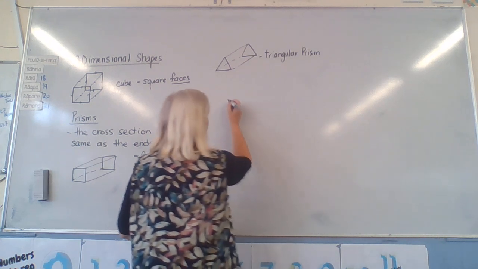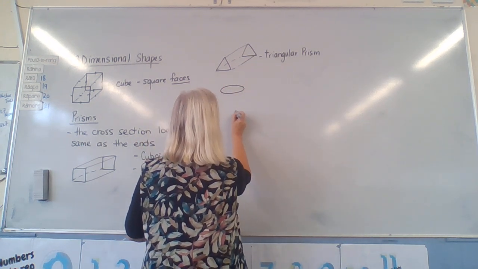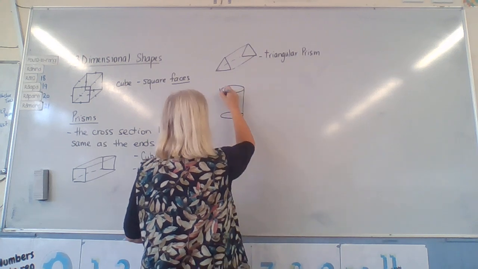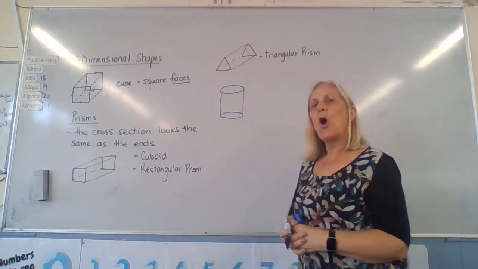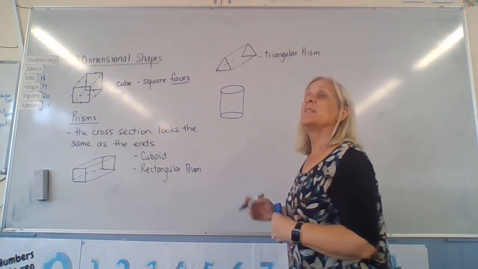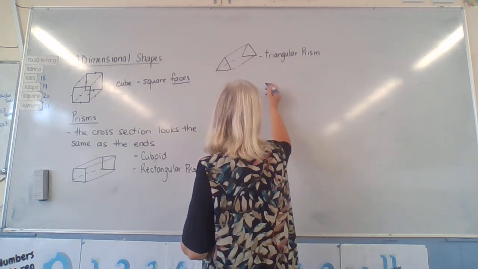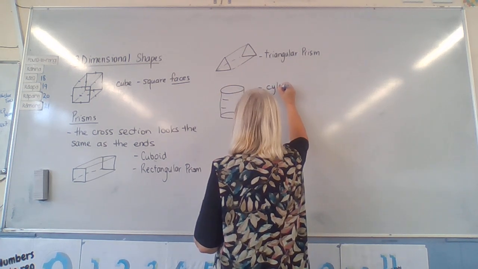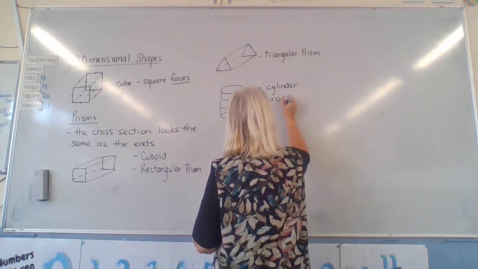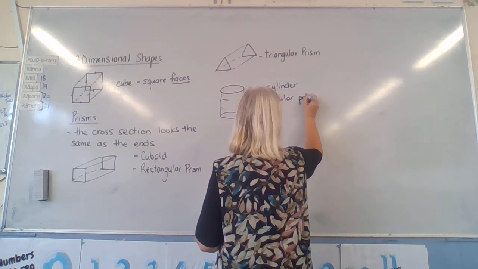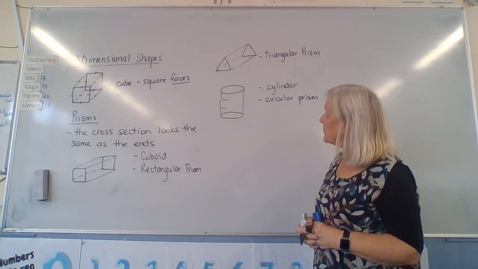All right, that's the next one. We could have this one. This one has its own special name. Taylor? A cylinder. All right, so it's a cylinder, but it also meets the requirements for a circular prism. Everywhere we cut through it, it gives us the same shape.